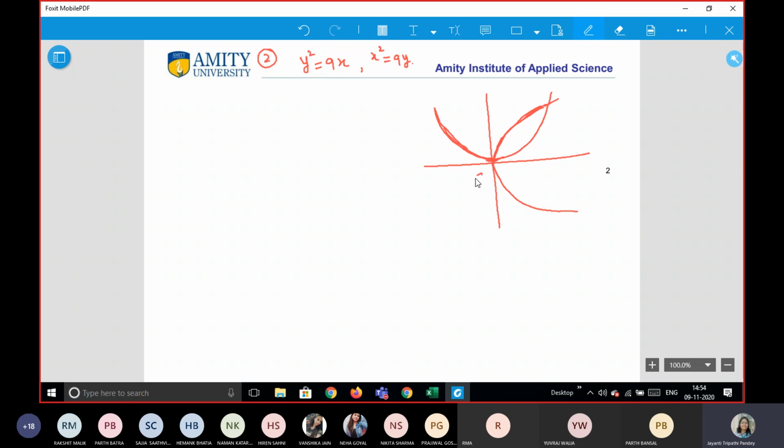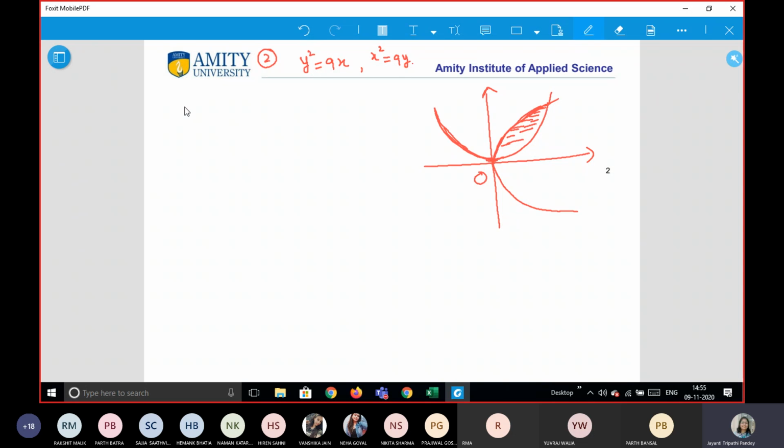Now we need to know this point. We know this is origin because both are satisfied by origin. This we need to know, and this is the area that we are looking for. So first thing is we need to know what is this point. So you can take anything.